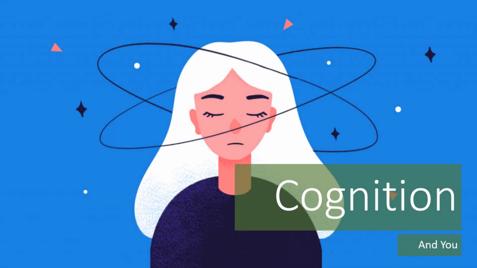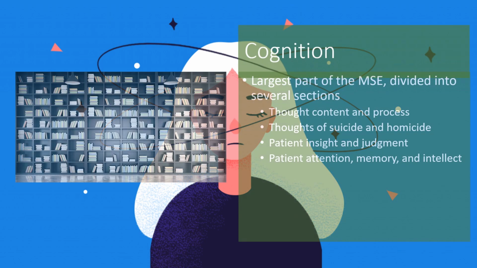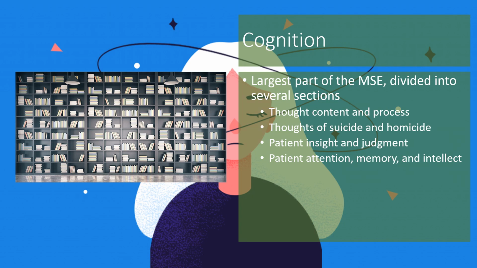The next section is cognition, how the brain works. And obviously there's a lot of overlap here with neurologists. We talk a lot about what the patient is thinking, how they're thinking, and there's a lot of clues into big issues like dementia too. So yeah, it's pretty much the biggest part of the MSE, and it's pretty variable too.